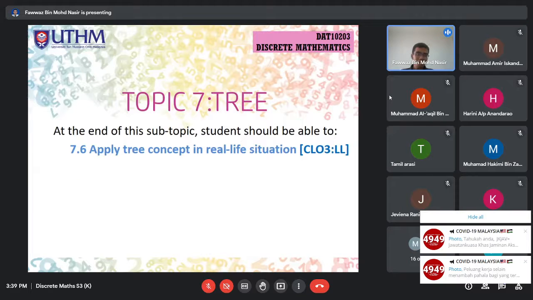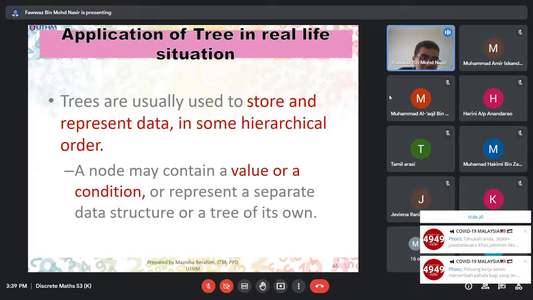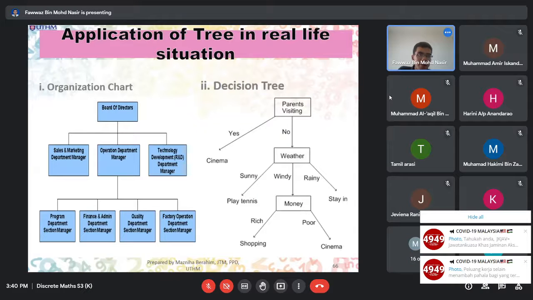Jadi kita tengok kita punya last subtopic, how to apply the tree concept in the real life situation. Okay. So basically trees are usually used to store and represent data in some hierarchical order. Okay, sebab kita ni tree tu dia ada parent dia ada child dia, so dia ada order. Data dia ada order. Okay, ada hierarchy. So a node may contain a value or a condition or represent a separate data structure or a tree of its own.